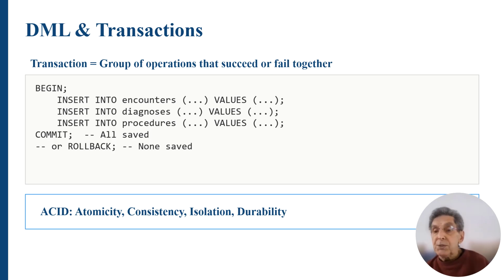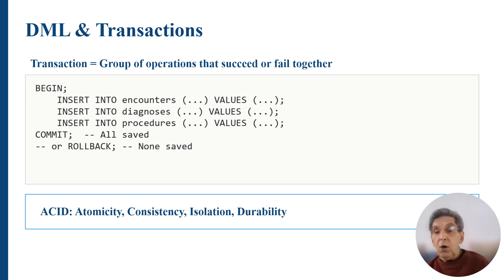If the diagnosis insert fails for some reason, we don't want the encounter record to exist without its diagnoses. That would be inconsistent data. So by wrapping everything in a transaction with the begin structure, we guarantee atomicity. Either all three inserts succeed and the complete clinical event is recorded, or none of them succeed and the database remains unchanged. The acronym ACID describes the properties of database transactions.